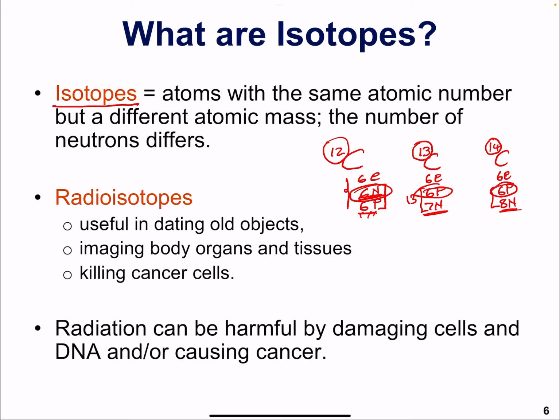Some of the isotopes, in the case, for instance, of carbon 14, actually decay over time. It releases energy. Those isotopes that release energy are called radioisotopes. These radioisotopes can be harmful. They can cause cancer and destroy cells. But they can also be very useful.